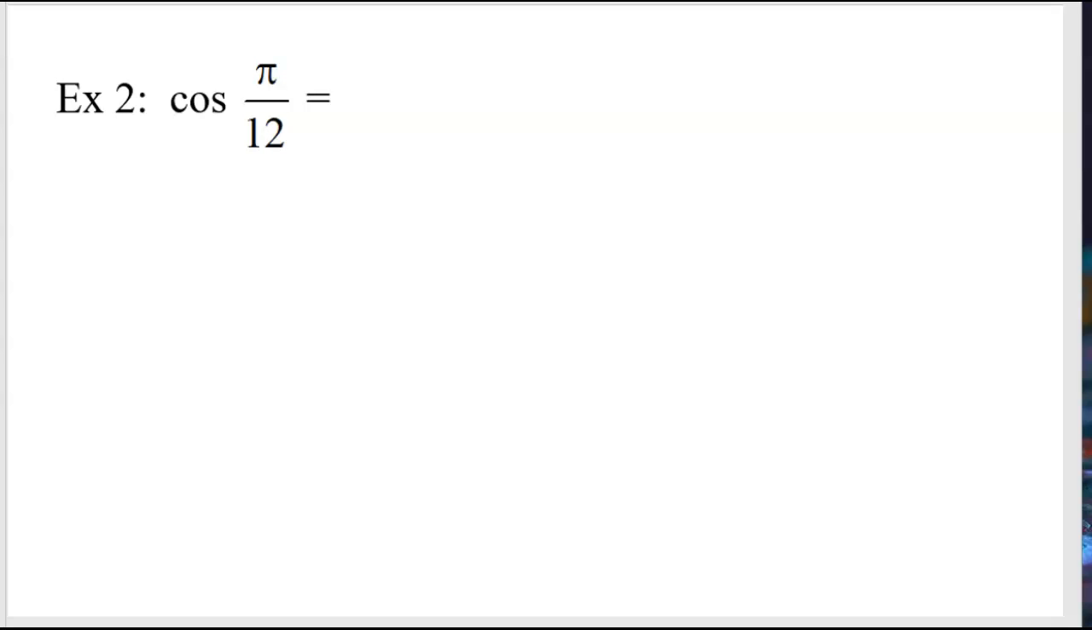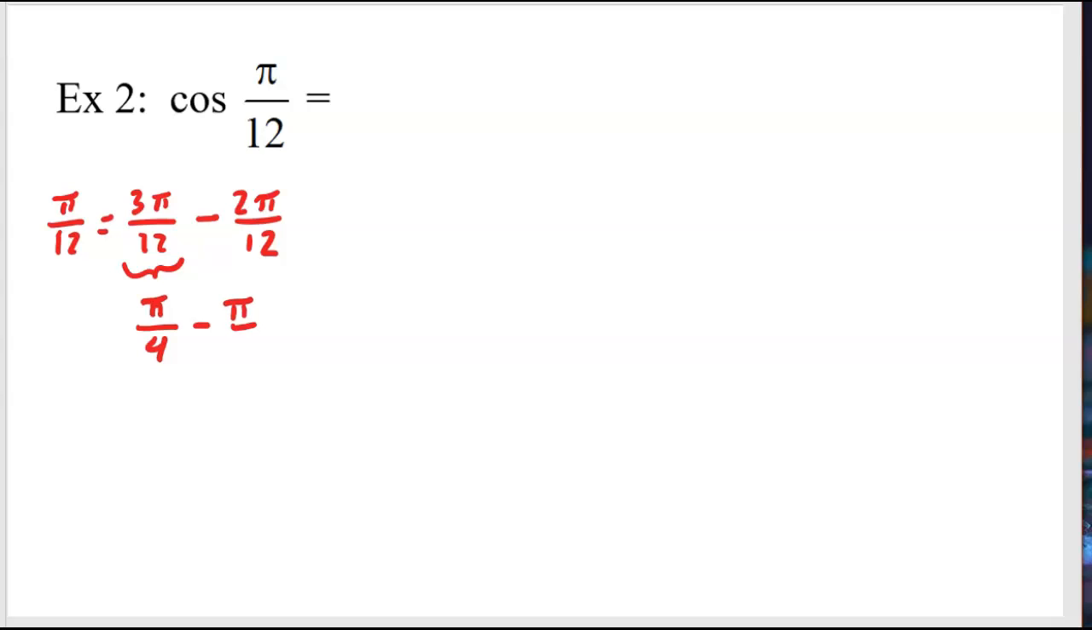So I do know that pi over 12 is 3 pi over 12 minus 2 pi over 12. Okay, now why does that matter? Well, because I know that 3 pi over 12 is pi over 4. And I also know that 2 pi over 12 is pi over 6.